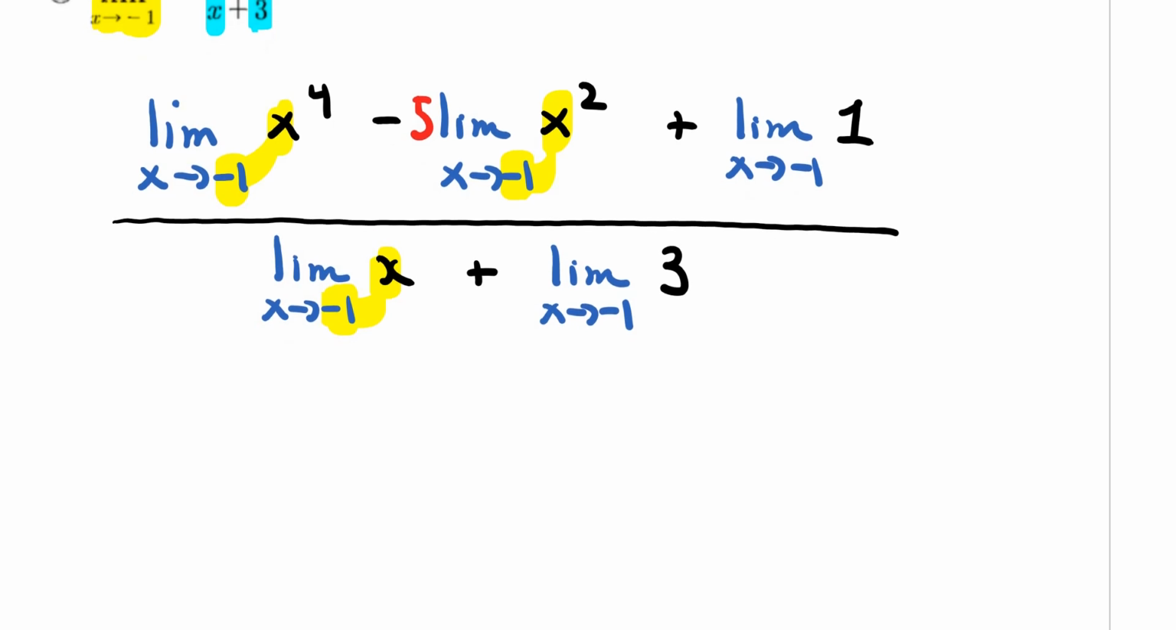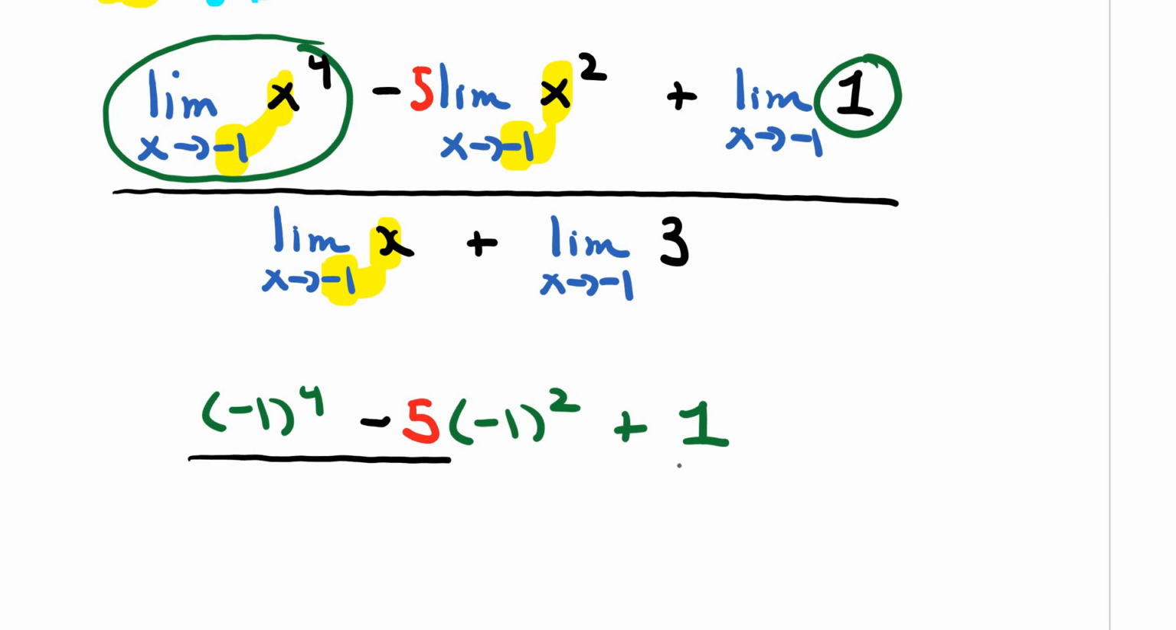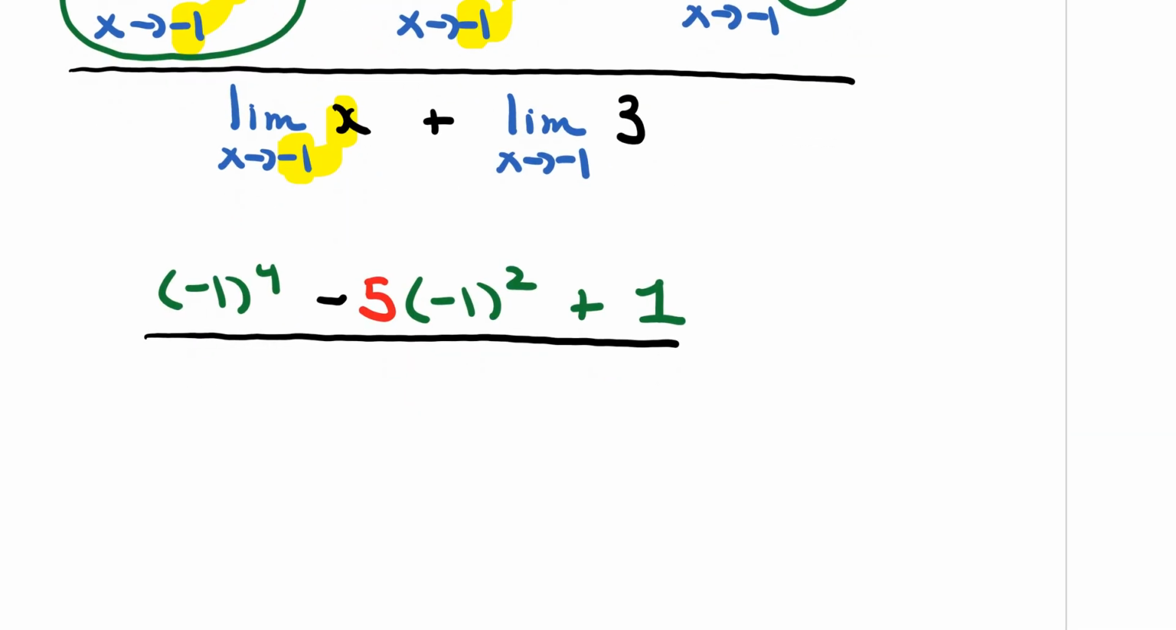If I start looking at this term here, that's simply going to be -1 to the power of 4, minus 5 times -1 squared, and then plus the constant. When we have a constant, we just leave that constant alone as a +1. And on the denominator, we're just plugging the -1 all over again, so -1, and then we have a +3.